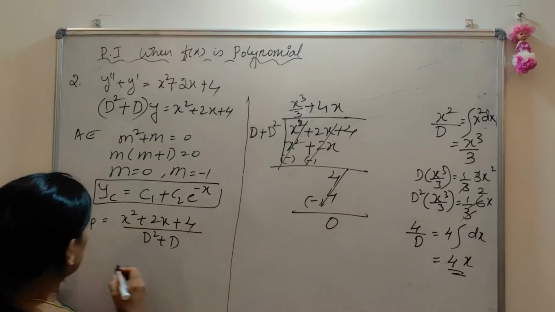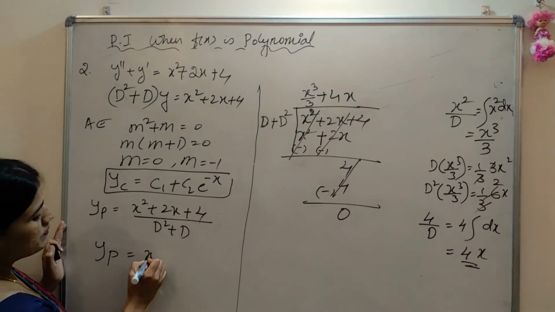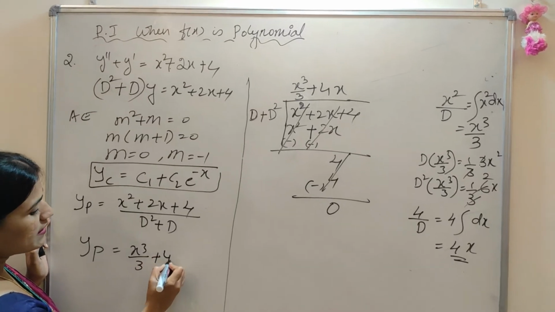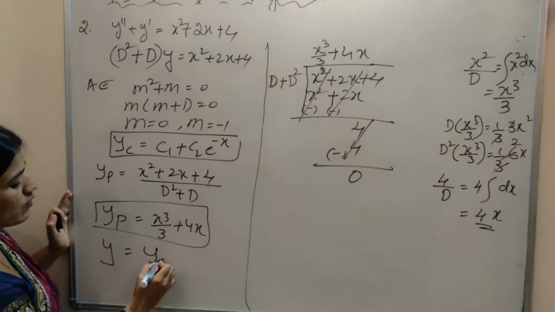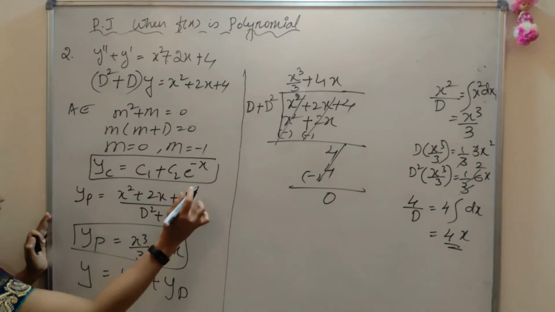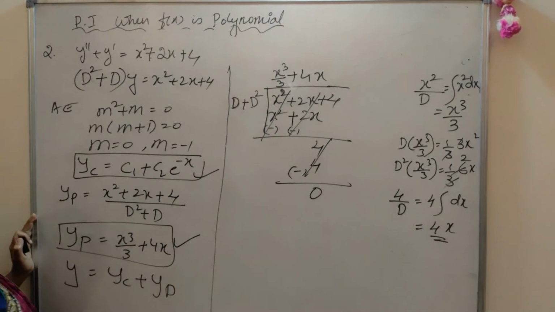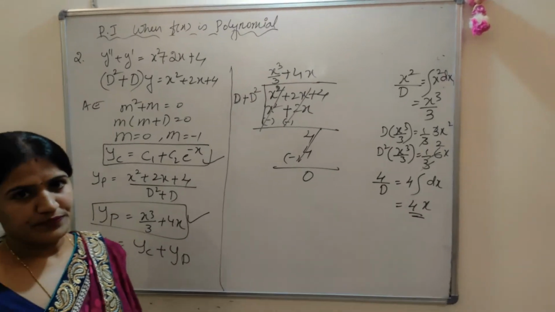So yp is equal to x cube by 3 plus 4x. So finally the solution is y is equal to yc plus yp, the complementary function plus a particular integral.